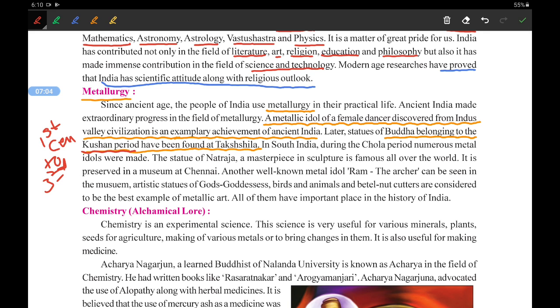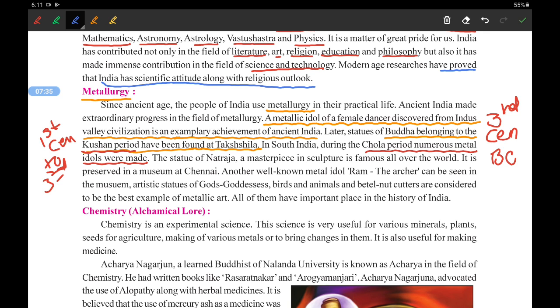Okay, in South India during the Chola period, numerous metal idols were made. See, during the Chola period, the Chola kings used to rule India around 3rd century BC, that is before Christ. Okay, so you can see how old this particular science is.